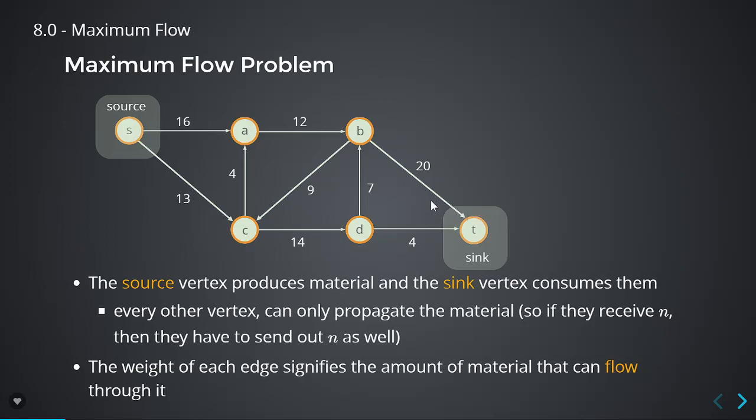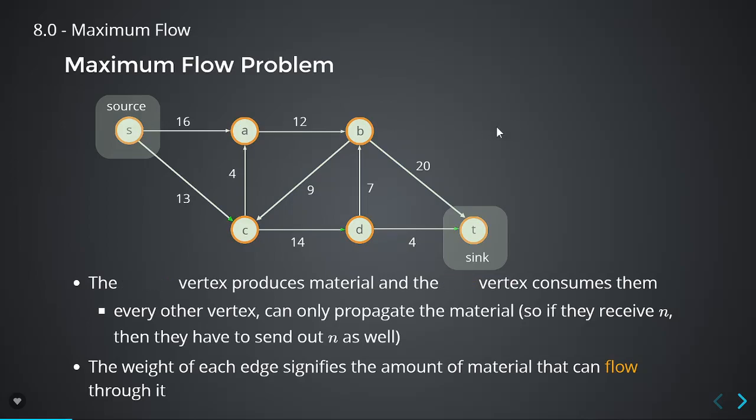Now, the condition you must satisfy is that every other vertex can only propagate the material. So if A, B, C, or D receive N materials, they have to send out N materials as well. The source and the sink are the only exceptions, right? Source only produces and sink only takes. Now, the weight of each edge signifies the amount of materials that you can send using that edge. And any configuration is called a flow.